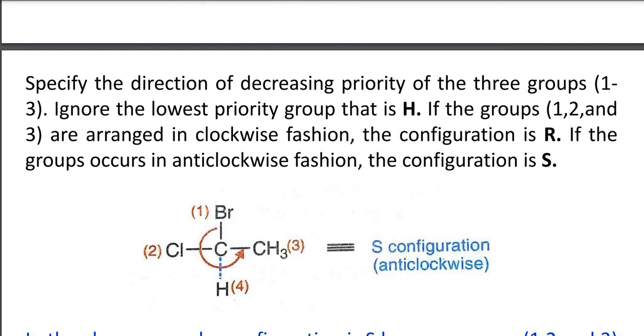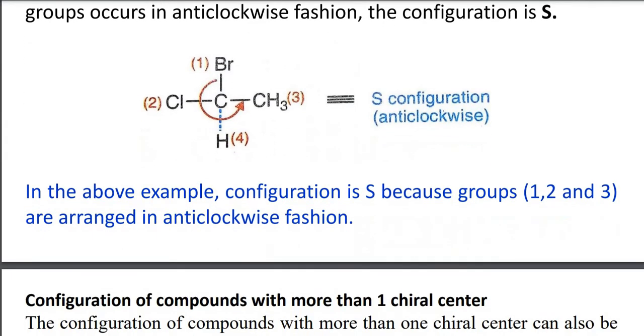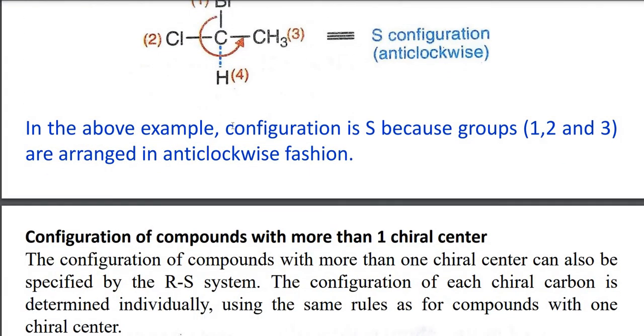Then specify the direction of decreasing priority of the three groups, like 1, 2, 3. Ignore the lowest priority group, that is hydrogen. If groups 1, 2 and 3 are arranged in a clockwise fashion, the configuration is R. If they occur in an anti-clockwise fashion, the configuration is S. This is not the actual method, but you can try with these tools. The above example configuration is S because groups 1, 2 and 3 are arranged in an anti-clockwise fashion.